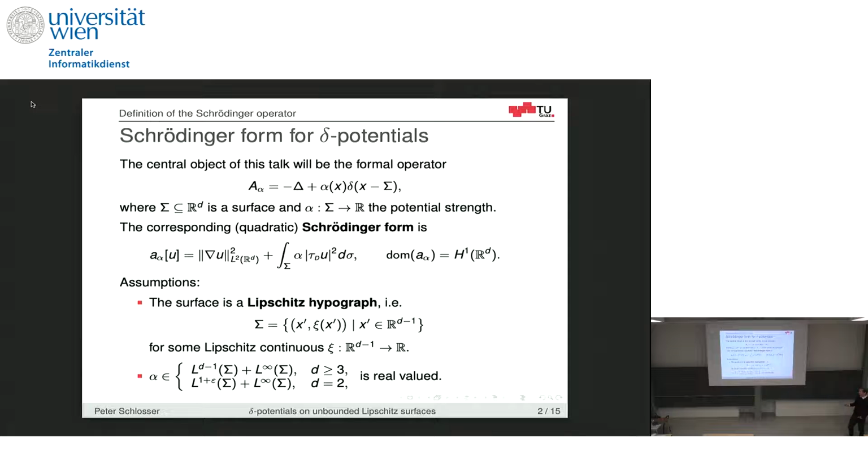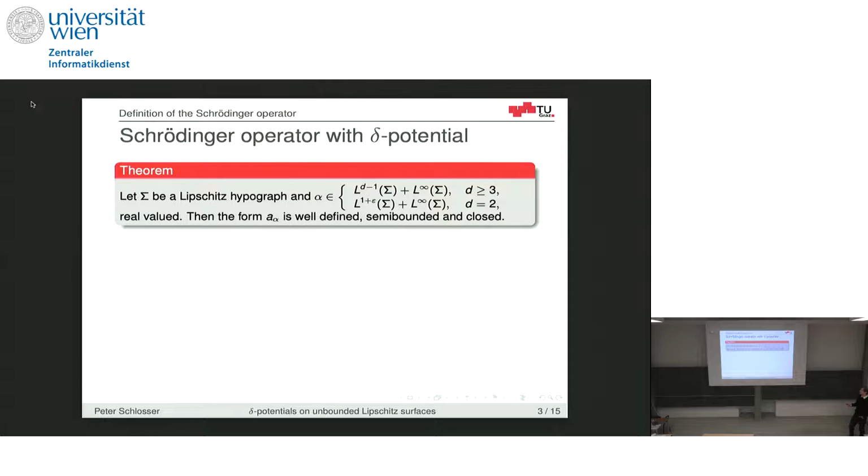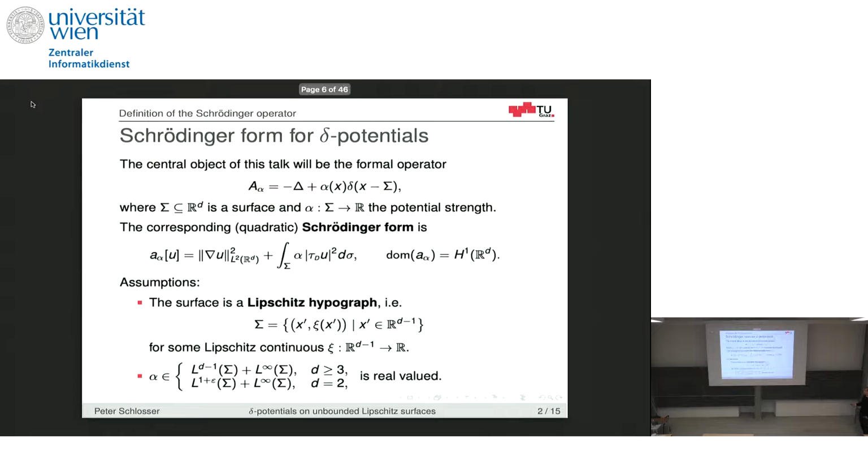So this is understood, of course, alpha is the sum of an L^{d-1} function plus some bounded function on the surface. So if I assume this, I can show that this form a_alpha is semi-bounded, closed, and well-defined. Well-defined in the sense that this integral exists, because it's not clear if I have a too bad alpha that this is a well-defined integral.